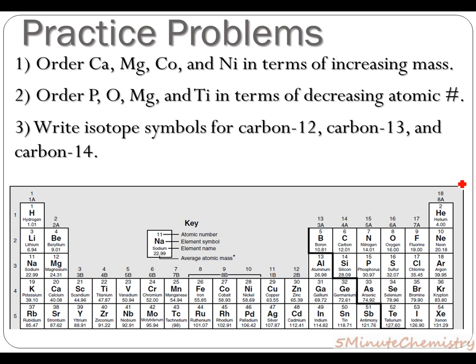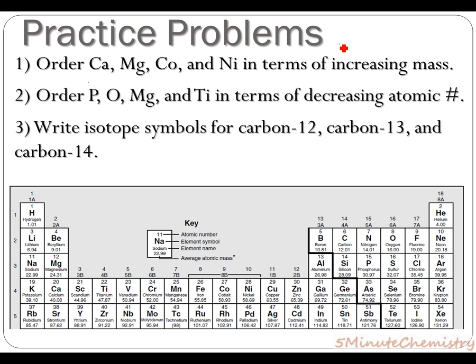Now let's go ahead and practice these. I'll give you a second to pause this. Go ahead and pause it. I'll assume that you've paused it. Now let's work these out. So right here, we're going to order calcium, magnesium, cobalt, and nickel in terms of increasing mass.